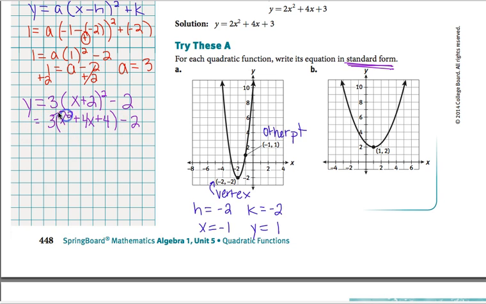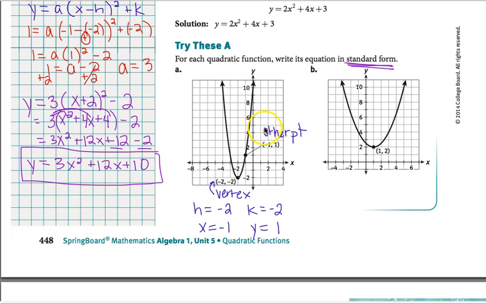So now I need to distribute. So multiply my 3 out. So 3x squared plus 12x plus 12, and then minus 2. These are like terms. So the final answer is y equals 3x squared plus 12x plus 10.